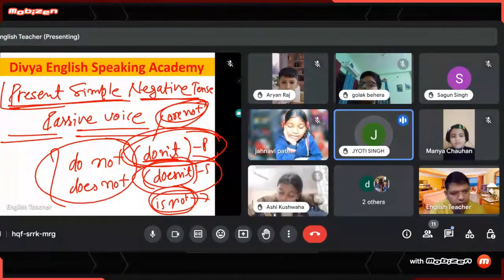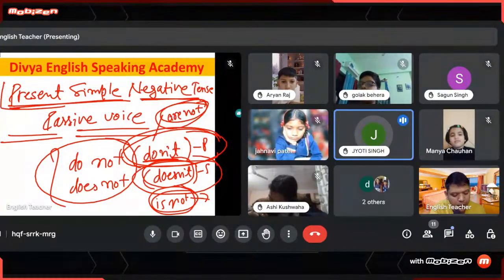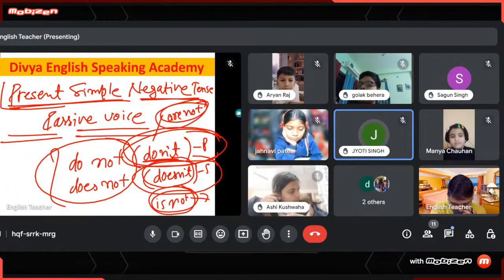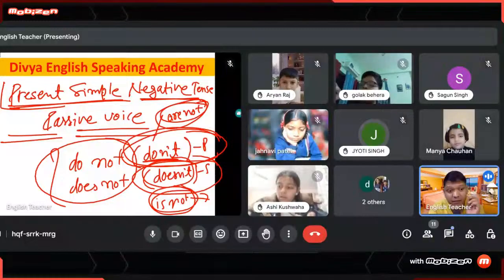third form. Sir, can you tell me, is this sentence correct? The Ram does not play cricket. Its passive is cricket isn't played by Ram. That's okay. There is nothing wrong.